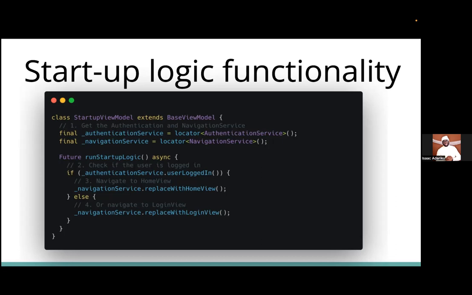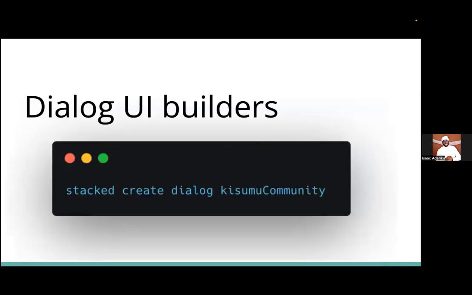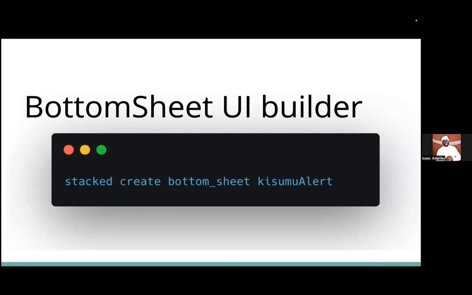And we also have functionalities like the dialog UI builders. When you want to create a UI, you just run this command. It scaffolds a dialog UI for you, and you can interact with it anywhere in your app. Easy to create dialogs, and bottom sheets are not excluded. So it creates all this in the UI folder and also registers everywhere you need to use the bottom sheet.